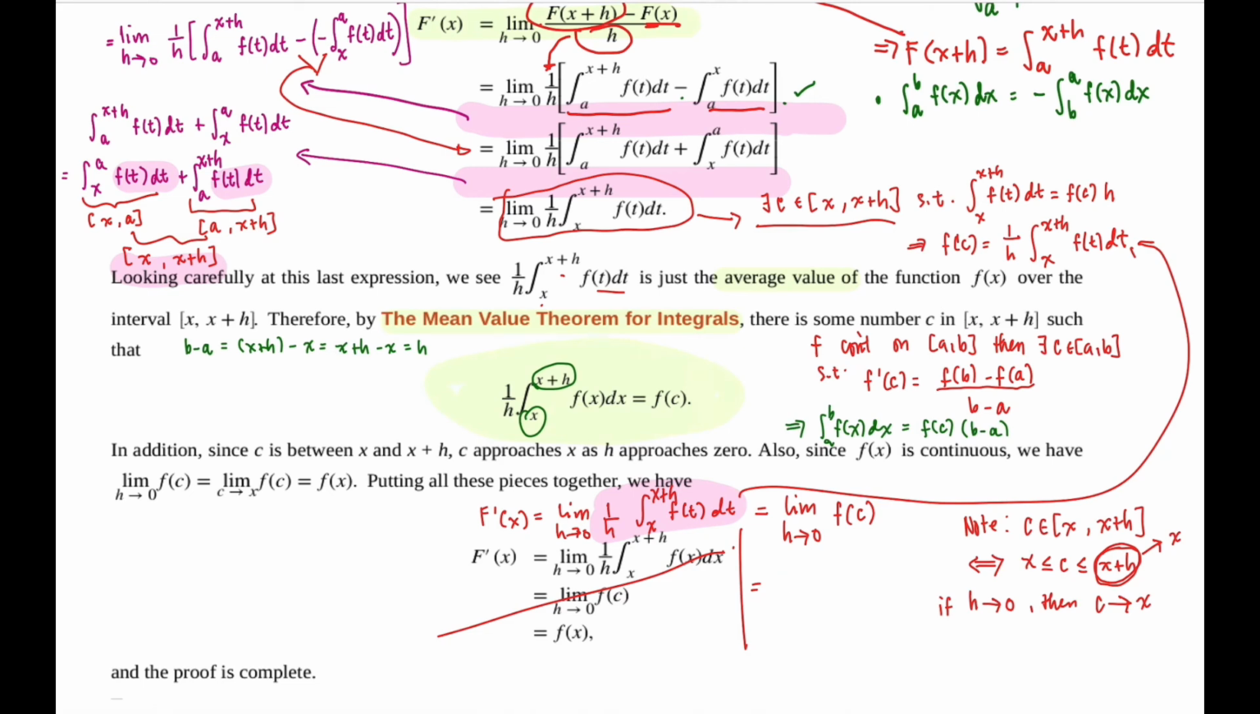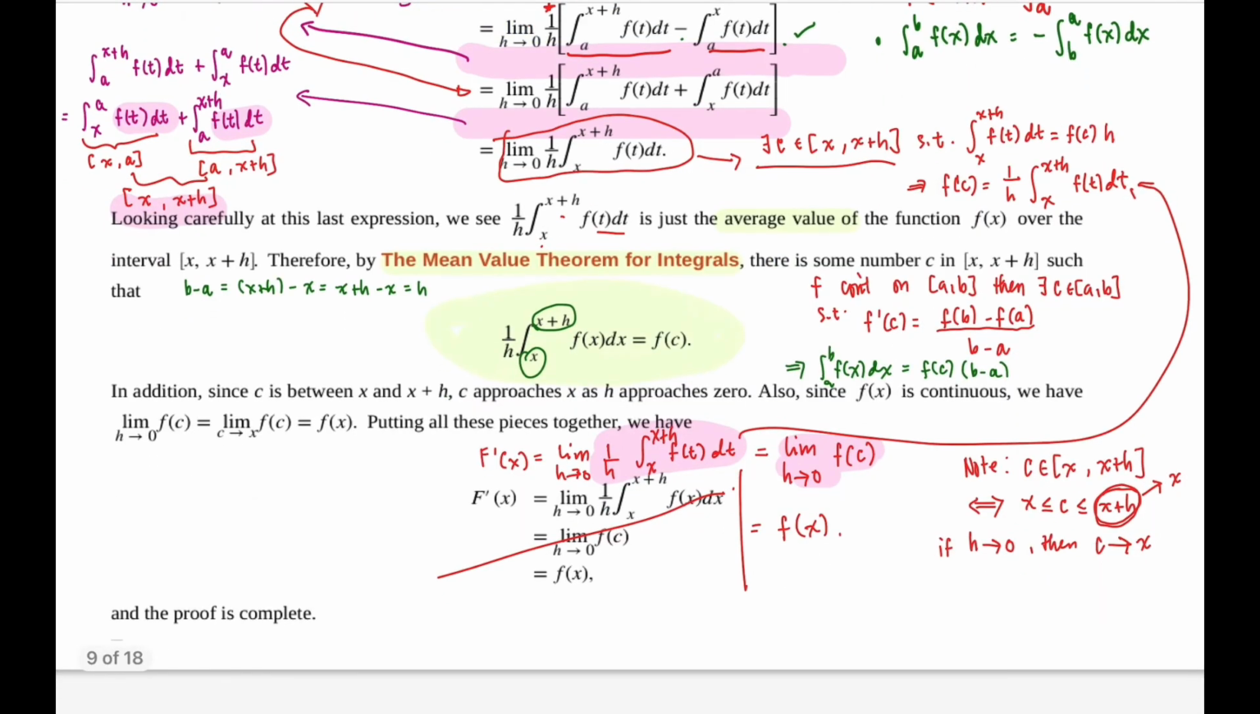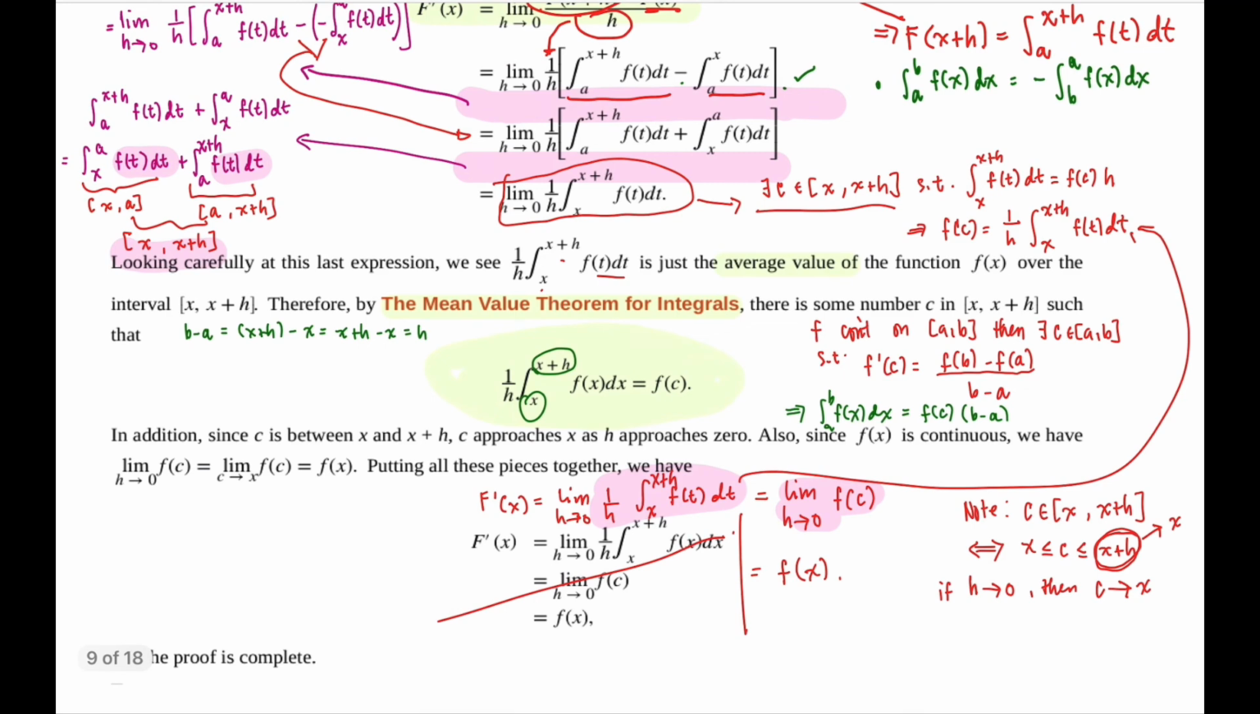Therefore, we say that the limit of f of c as h approaches 0 is equal to f of x. And our proof is complete. So therefore, big F prime of x is indeed equal to small f of x.